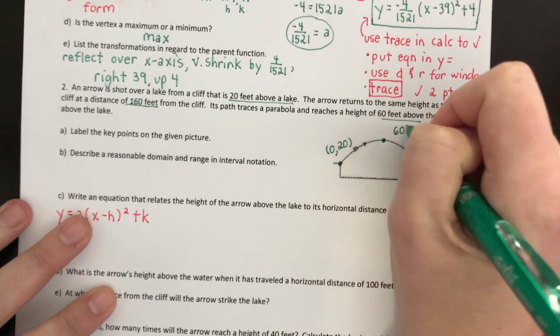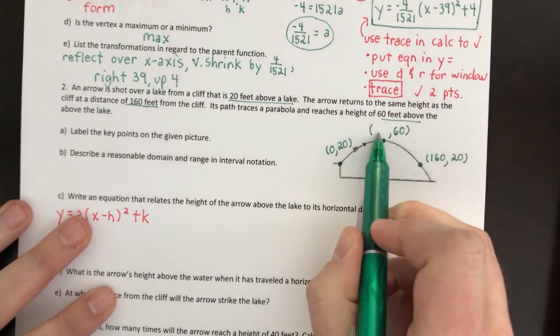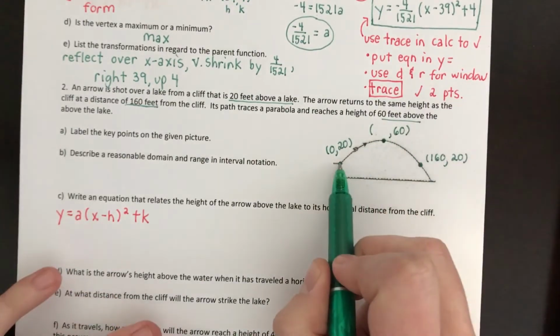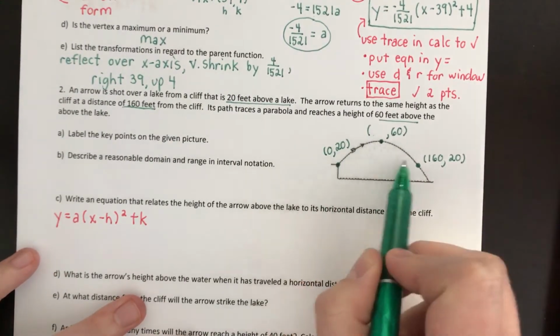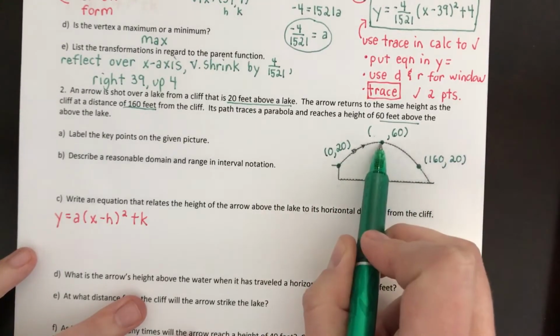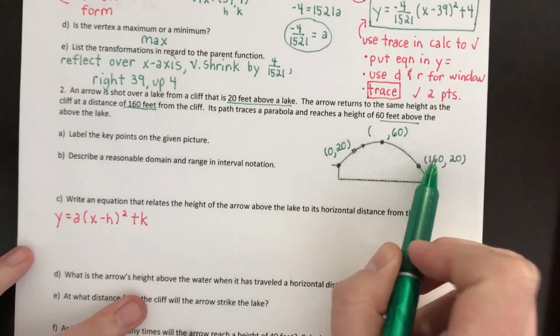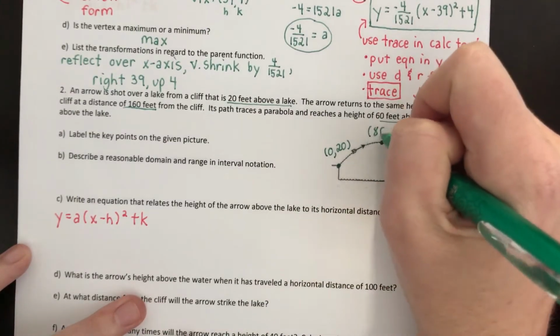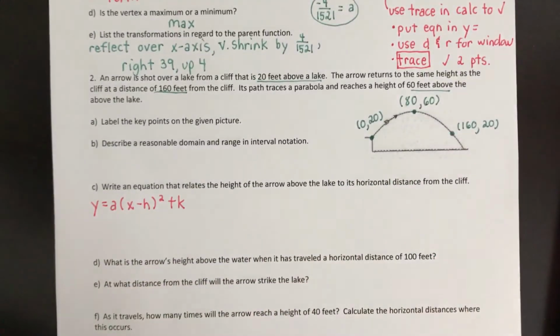So 60 is the height, and we've got to find that horizontal distance. So how do we find the horizontal distance? Well, this is a parabola, y'all. This is the vertex, and we know that these 2 points, because their heights are the same, the vertex will be in the middle, right? So from 0 to 160, the middle would be 80. So that's my middle point there. Okay, so now I've got my 3 points.